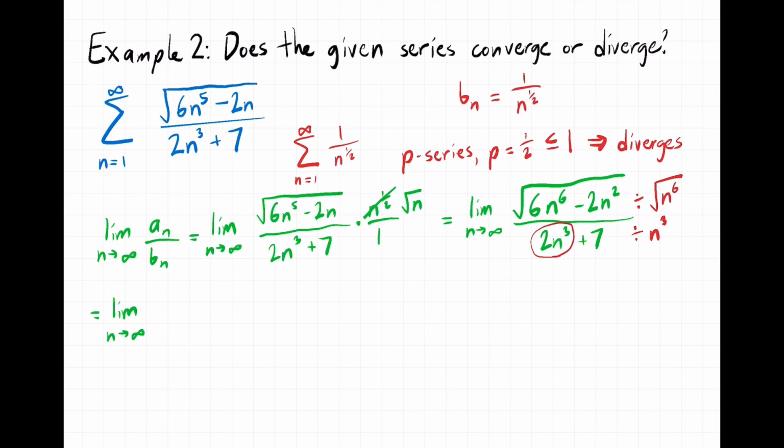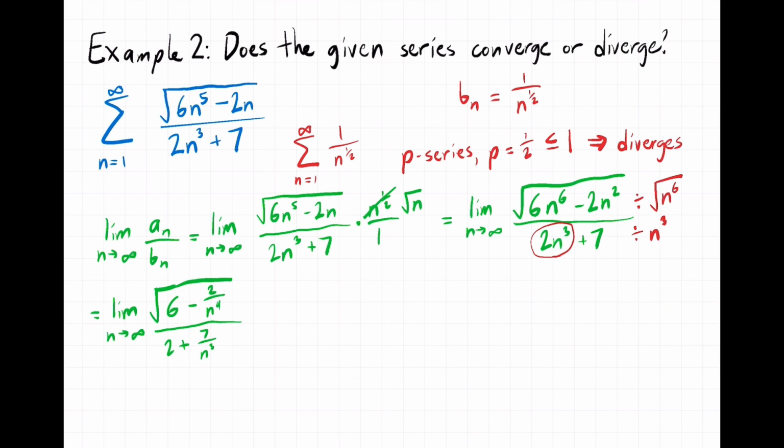Again, on the top, I have an expression under a root divided by an expression under the same root. So because we are dividing a square root by a square root, we can divide the things that are under the square roots. So 6n to the 6th divided by n to the 6th is 6. And minus 2n squared over n to the 6th, that's going to be 2 over n to the 4th. All still under the square root. And on the bottom, I'm dividing 2n to the 3rd plus 7 by n to the 3rd. That's going to give us 2 plus 7 over n cubed.